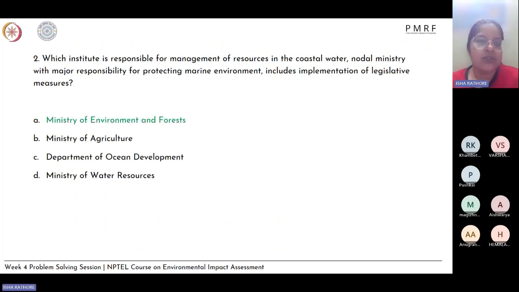So Ministry of Environment and Forest and Climate Change. That is the ministry which is responsible for management of resources in coastal water, and it's the nodal ministry with the major responsibility for protecting the marine environment and implementing legislative measures.